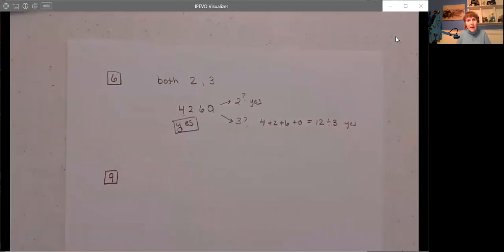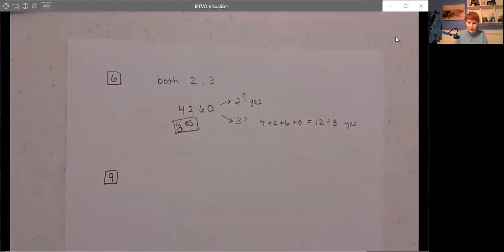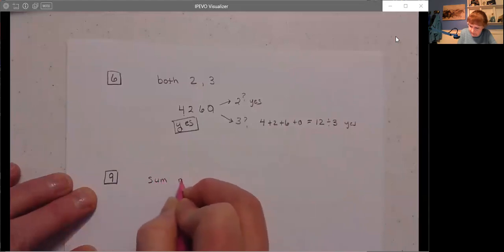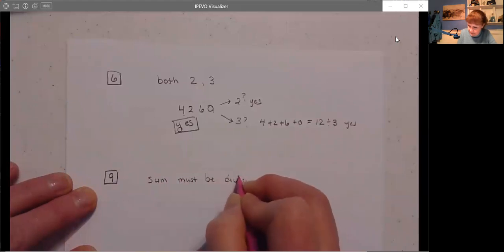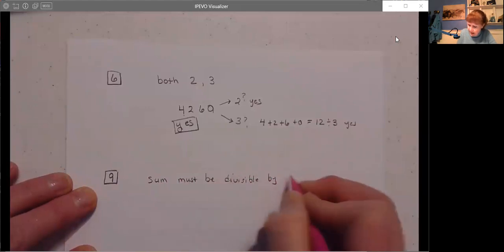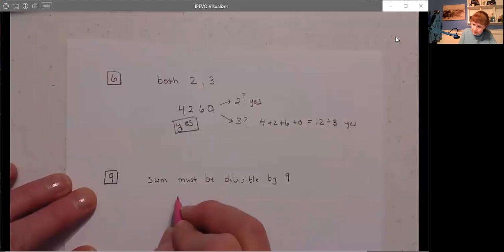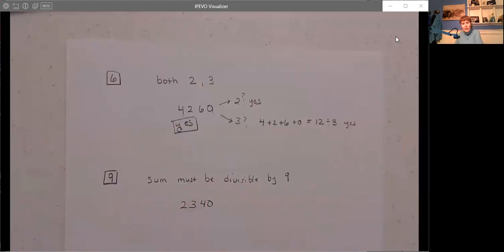9 is the same rule as the 3, except the sum needs to be divisible by 9 rather than 3. As an example, the sum must be divisible by 9 this time, rather than the sum being divisible by 3. So if I had 2,340, would 9 go into that evenly?